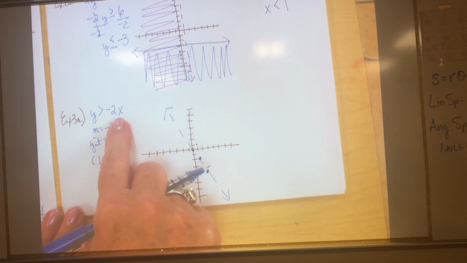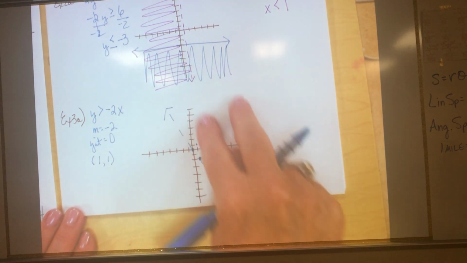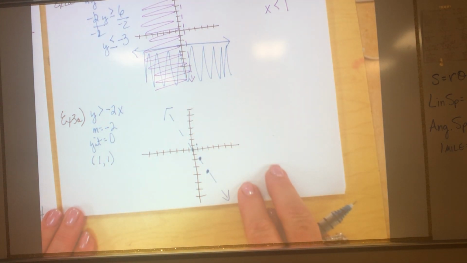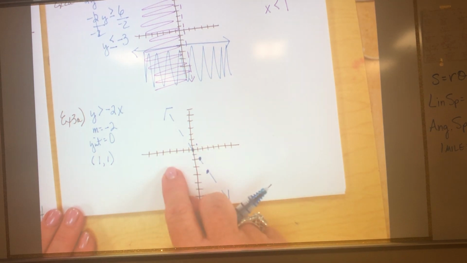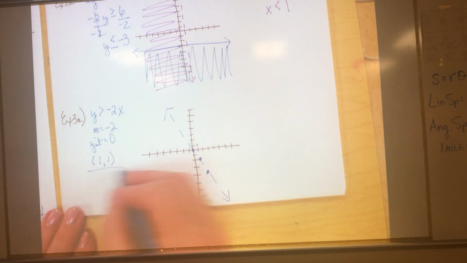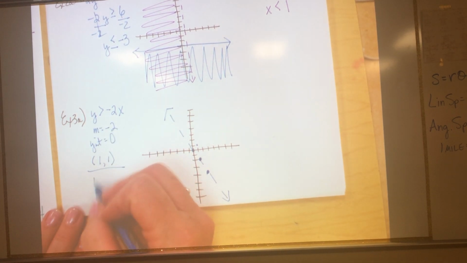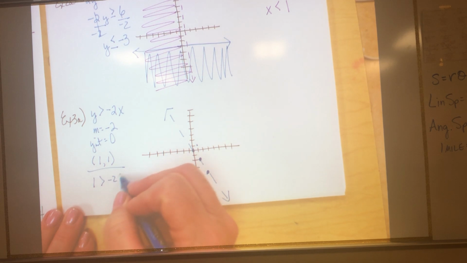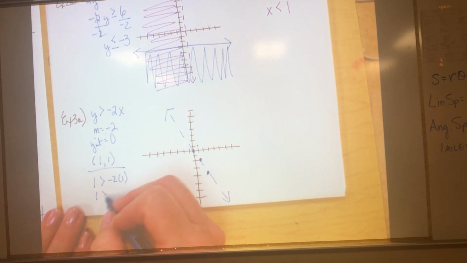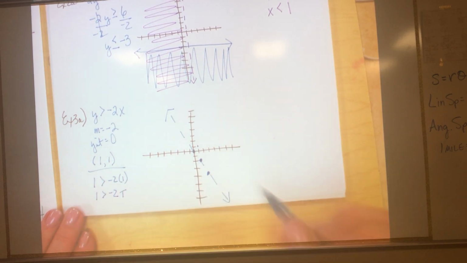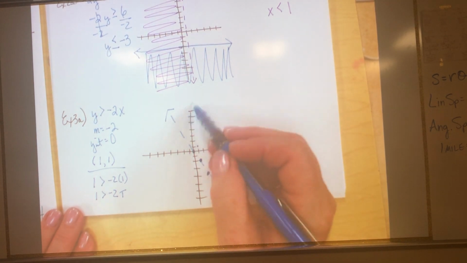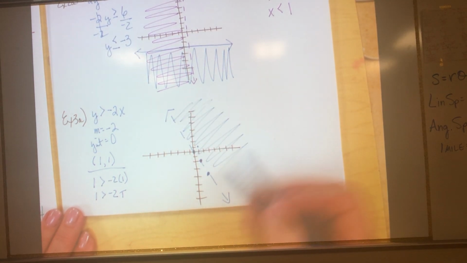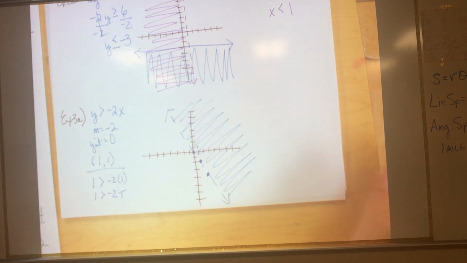If it makes a true statement, then every point on this side makes a true statement, and that would be my solution. If it makes a false statement, I would shade the other side. So (1, 1): y is 1, greater than negative 2 times 1. 1 is greater than negative 2, and that's true, right? So I shade this side over here. All points on that side make true statements.